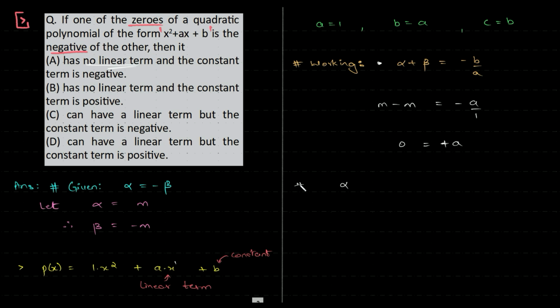Okay, then what else do we have? Alpha into beta. Let me change the color. Alpha into beta is c by a. So we have m into minus m is equal to c by a. So c is nothing but your b, a is 1, that's equal to minus m square. See, m square gives a positive number, while minus 1 is a negative term. Minus 1 into m square: positive into negative is negative. So this is a negative term.